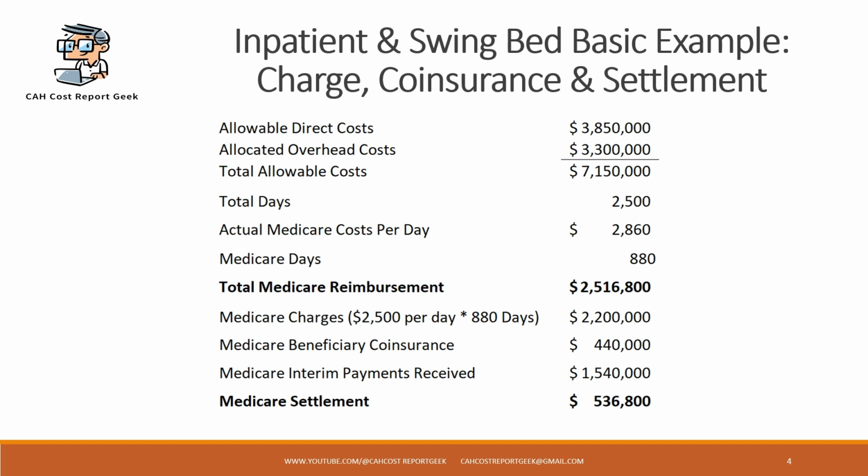Since the coinsurance and interim payments received are less than the total Medicare reimbursement, the resulting difference is a settlement due from the Medicare program. An important observation is that the hospital was billing $2,500 per patient day and this was significantly less than their actual cost per day. An interim cost report would have identified this, and its filing would likely have increased the hospital's per diem rate, therefore increasing the interim payments received.